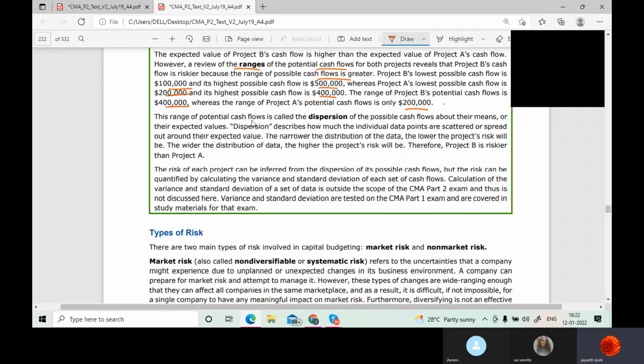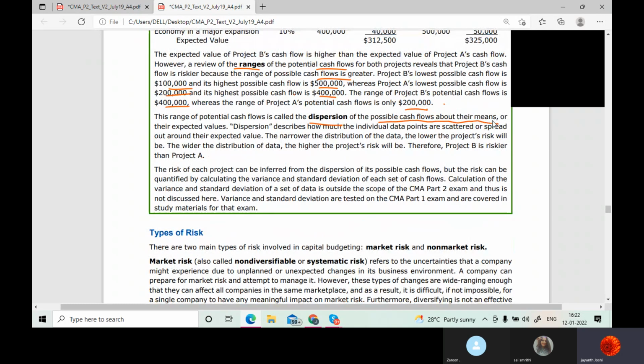This range of potential cash flows is called the dispersion of the possible cash flows about their means. That means if there is an average, suppose I draw a diagram of this kind, this is called normal distribution. This is the mean. For example, 10 is the mean, 12, 8. These are the deviations. We call it dispersion. You study the dispersion or measures of dispersion as standard deviation and variance.